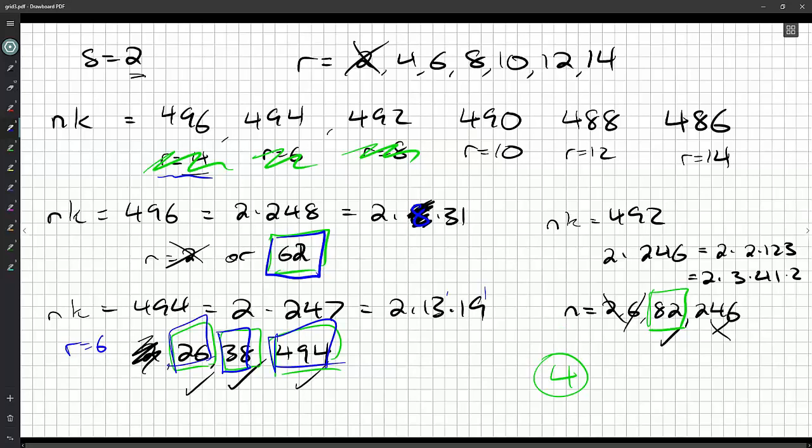And over here, 82 works. And of course the 2 and the 6 are gone. And we can ignore this 2. That didn't contribute because that would give a remainder of 4.